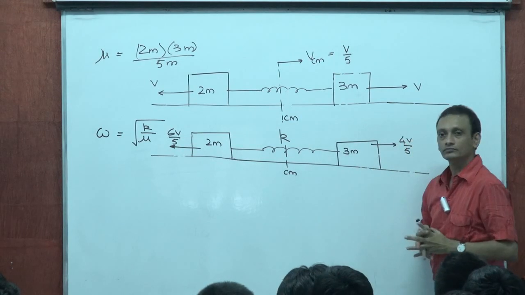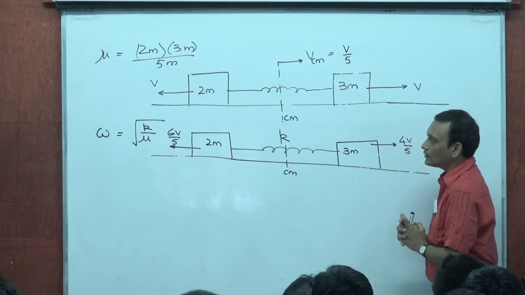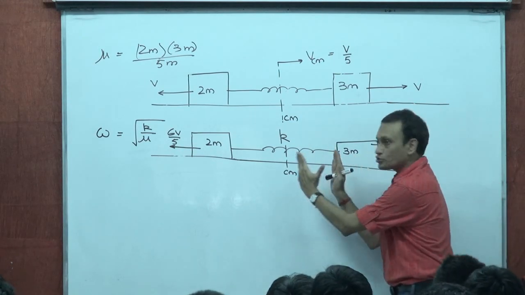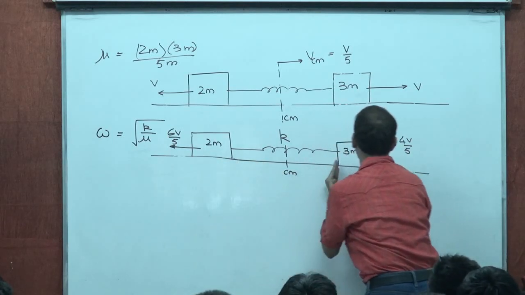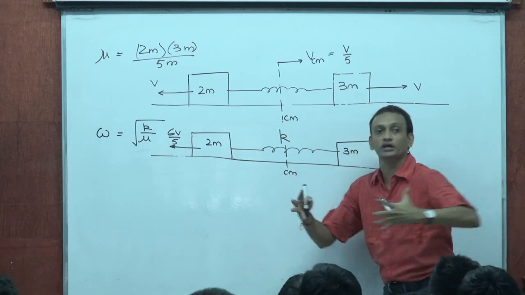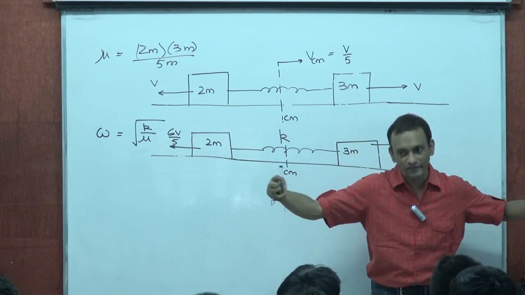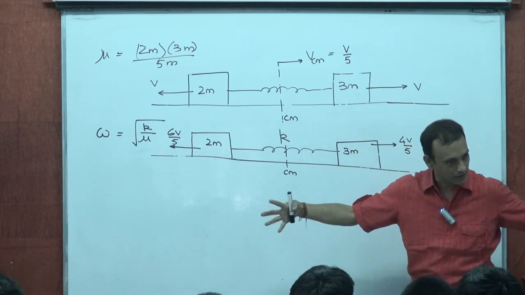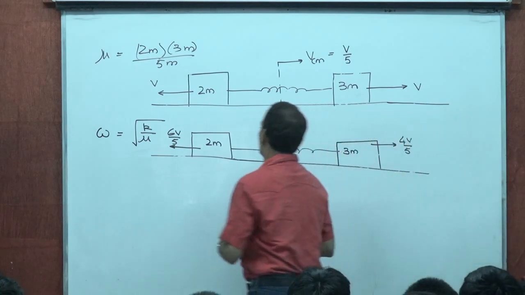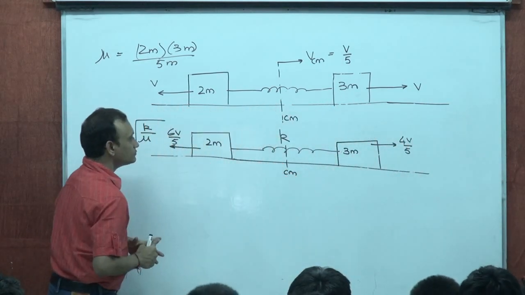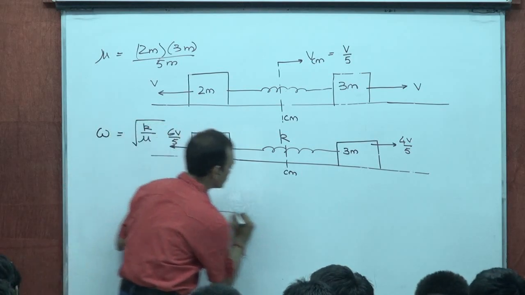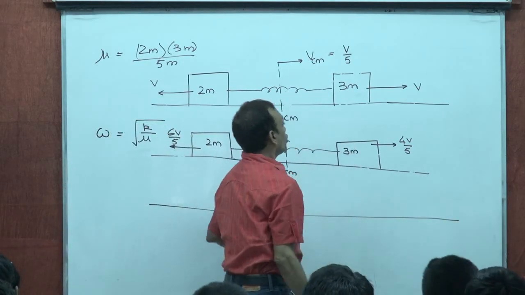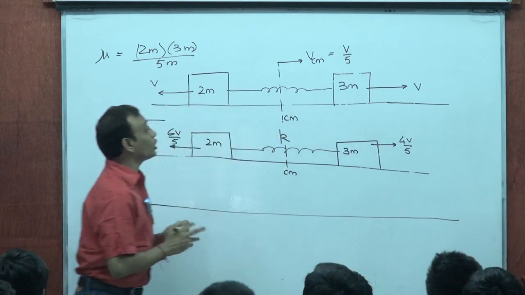Now, eventually, in the center of mass frame, the spring will elongate. The masses will move further. Initially, the spring will elongate. After a while, what would be a state of maximum elongation for the spring?